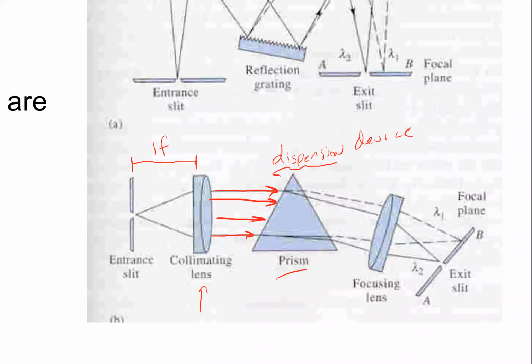So what happens then is that the different wavelengths will effectively spread out on a projection screen down here. They'll appear at different points because they're refracted differentially. So we use the prism to achieve this differential refraction.